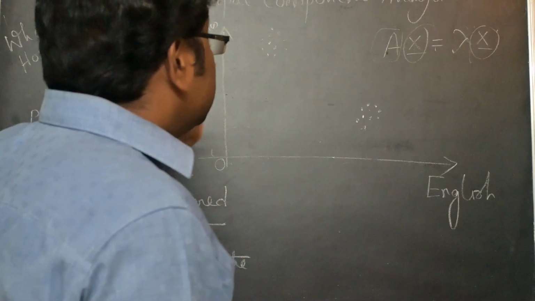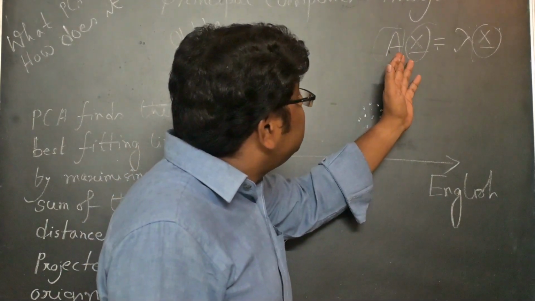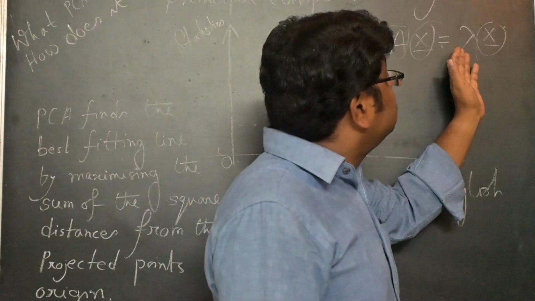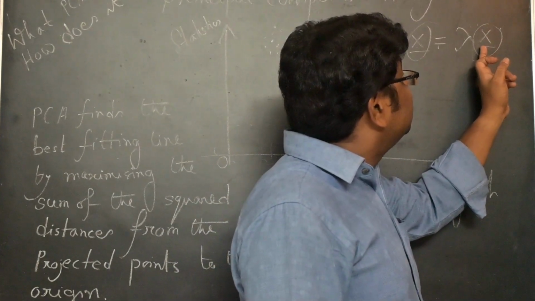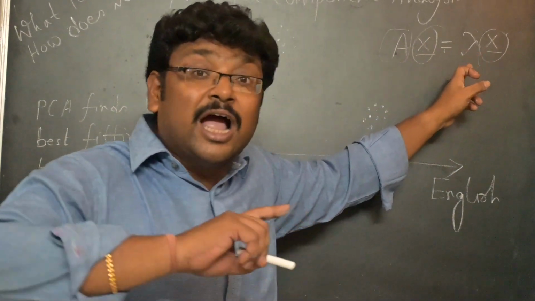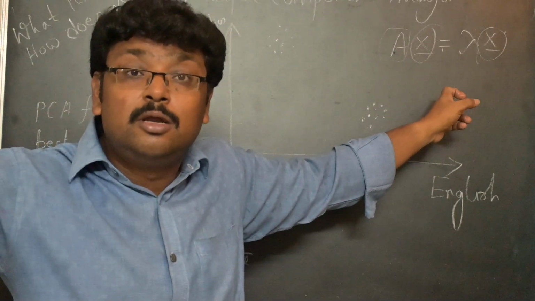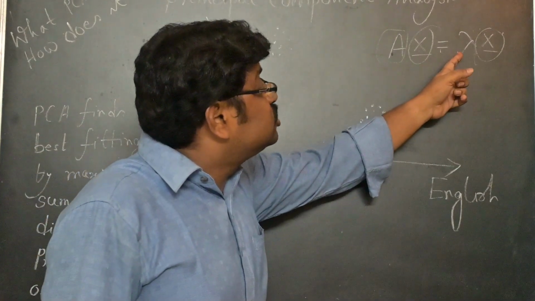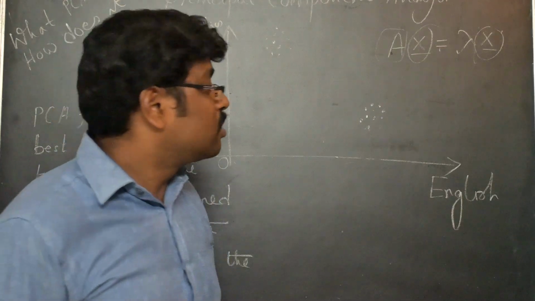And if I multiply this matrix with the vector, then only the magnitude of the vector changes, but the direction is the same. Direction is the same. So this is called the eigenvalue.